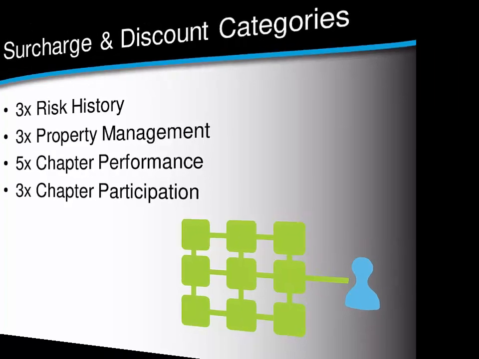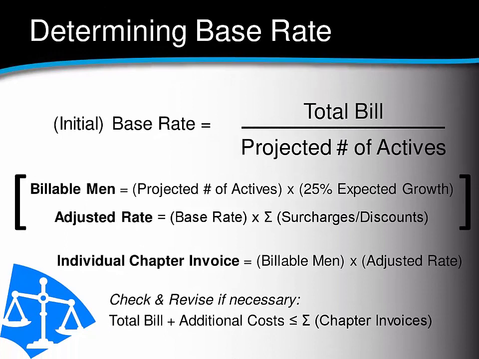The base rate, or starting point, for all members is first calculated by taking the overall bill and dividing it by the number of returning members the fraternity expects to have. We then begin by using some basic math for two aspects of each group that will be billed. The billable men component is what could be considered the per man value when calculating the chapter's allocated cost. The adjusted rate is the change to the base rate after considering all surcharges and discounts based on a chapter's actions.